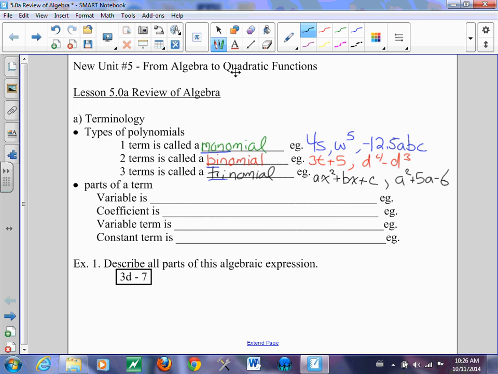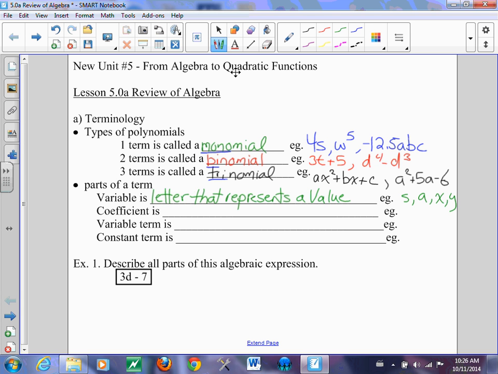Next, we're going to take a look at parts of a term. The variable is the letter that represents a value. You've been doing this all along. When we say area of a rectangle equals length times width, you've been subbing in the values for length and for width. Examples could be s or a or x or y. It's the letter, and you can sub in a value for it.